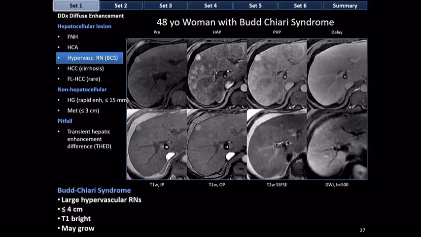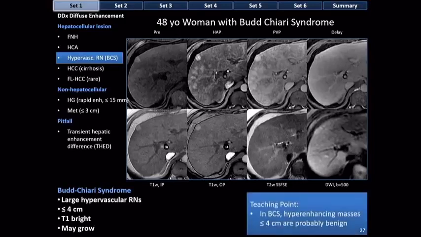Very important to know that patients with Budd-Chiari tend to develop regenerating nodules. These regenerating nodules are characteristically bright on T1, and these nodules can grow. And these nodules are very rarely malignant. So in the setting of Budd-Chiari, if I see a T1 bright nodule with diffuse hyperenhancement, I think that it's likely benign. But there's a conundrum here, right?